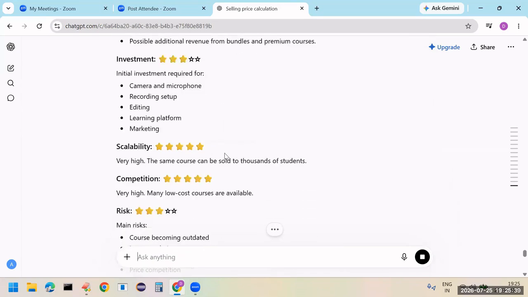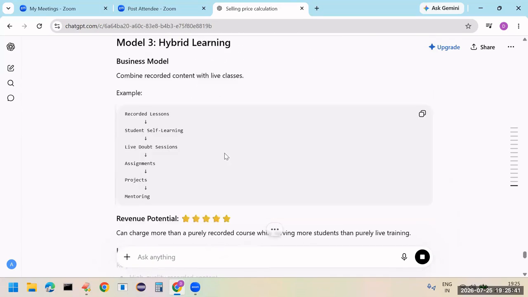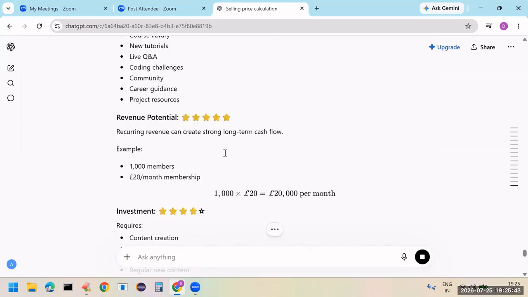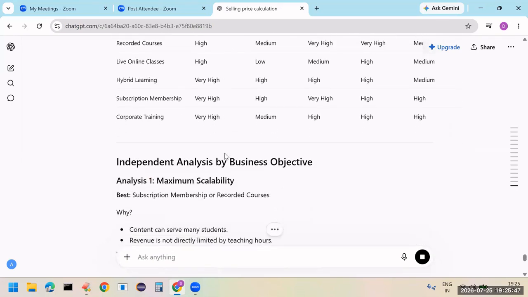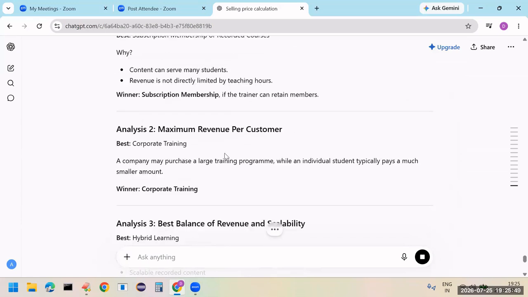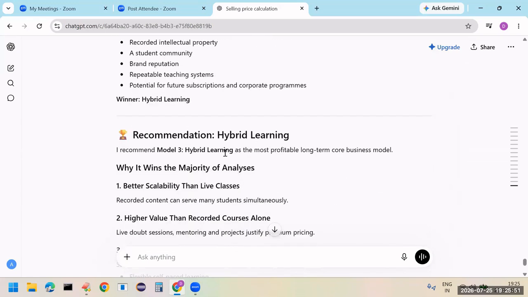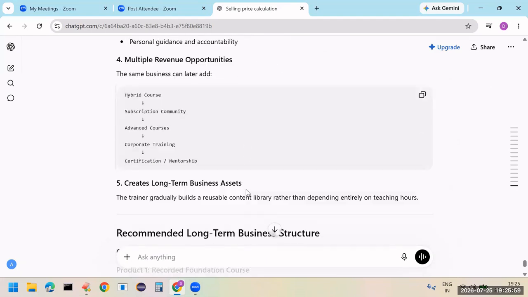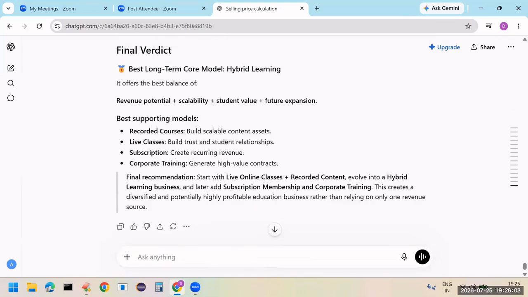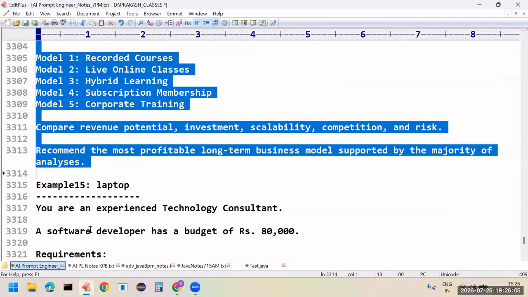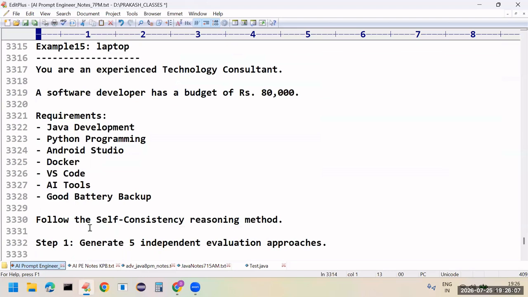Model 1, sir, model 2, model 3, model 4, model 5. Sir, independent analysis, analysis 1, like that. Hybrid learning. I recommend hybrid learning is the most profitable long term. Clear, friends? Clear. Next.